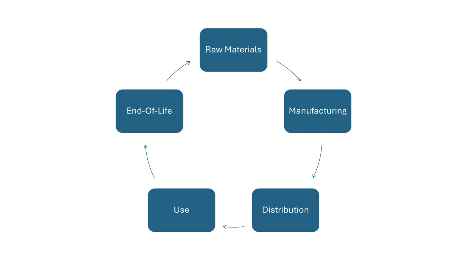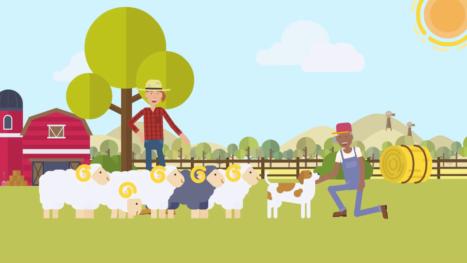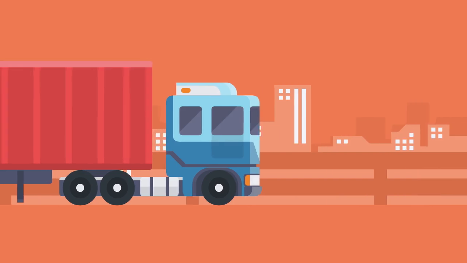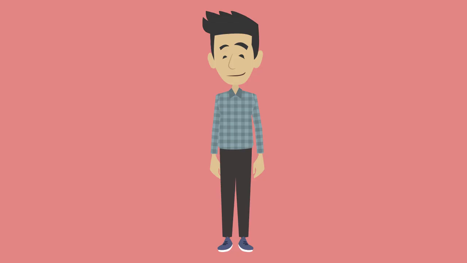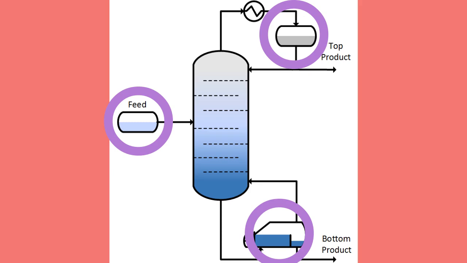One measure of sustainability is a life cycle analysis, which takes into account everything from the raw materials of a product or process to its end of life. The life cycle analysis of a shirt, for instance, would take into account the sheep used to make the wool, the machinery used to weave that wool into a shirt, the transportation costs to get that shirt to the store, wearing the shirt, and its end of life. On a distillation column, for instance, the feed and outputs of the column, in addition to the energy required to run the column, will be taken into account.